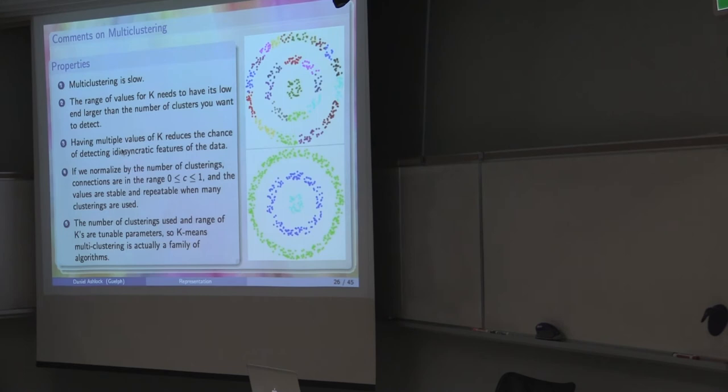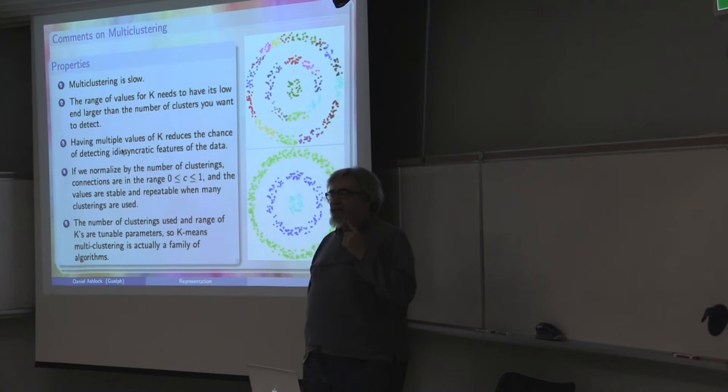If we normalize by the number of clusterings, the connections are in the range 0 to 1, and we have a theorem that says that if you do this a lot, you're not doing something stochastic. You're stochastically approximating a fixed object. There's an actual final associator matrix that has specific values, and in very simple cases, you can compute it by linear algebra instead of running the computer a lot. How many times you run k-means and your range of k's are tunable parameters. Each of those turns out to approximate a different fixed associator matrix.